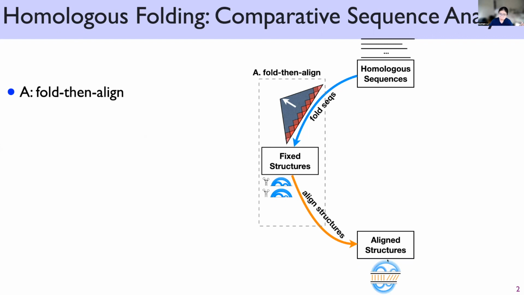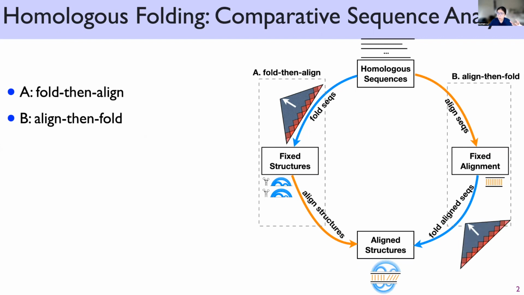There are several ways to do that. One is fold and align. We fold each sequence separately. We got a structure for each sequence. We then align the structures. Or we can do the alignment fold. We align these sequences as a multiple sequence alignment, and then fold the whole alignment as one sequence. Then we got a aligned structure.